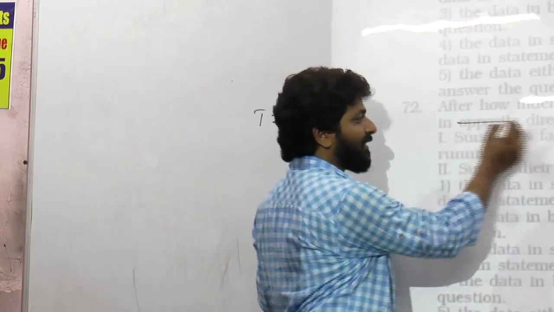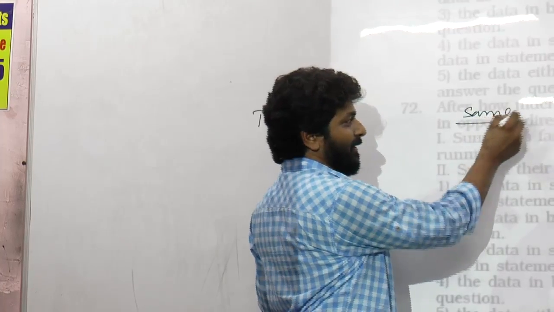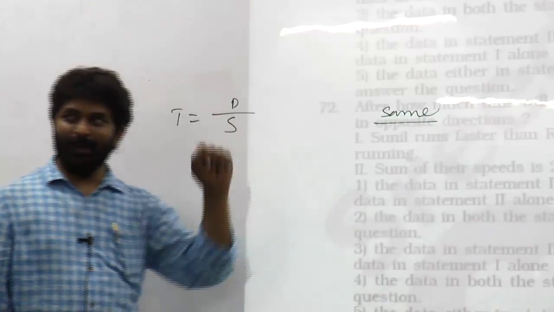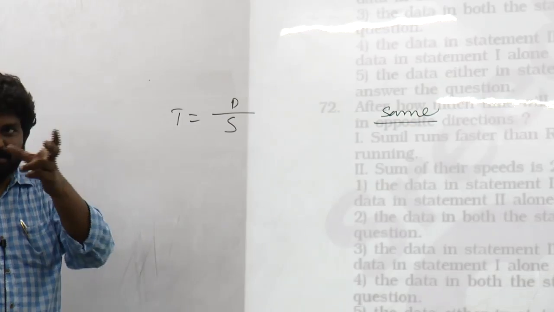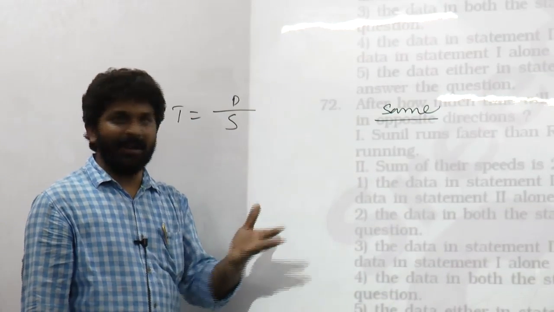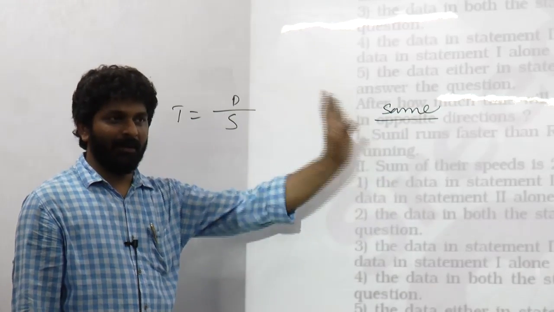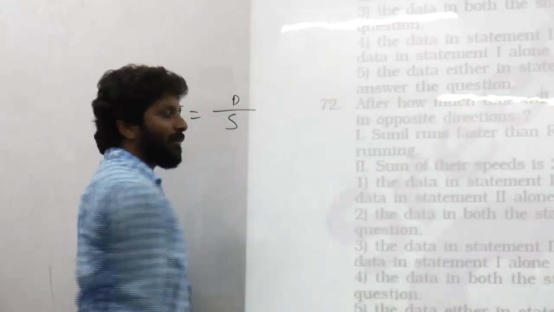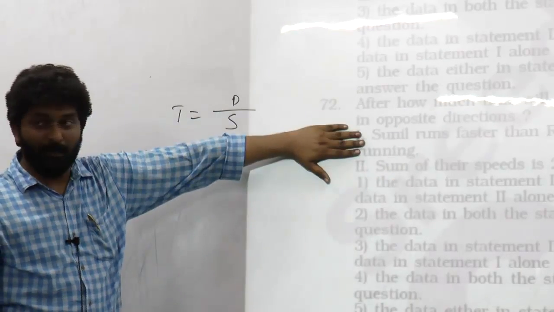In place of opposite direction, if they are moving in same direction, yes, 1 alone is sufficient. Because there you just need only the difference. You just need only S1 minus S2, right? Difference is given, 2 km. You will get the answer. So because they are moving in opposite direction, you will not get the answer from only 1 alone.